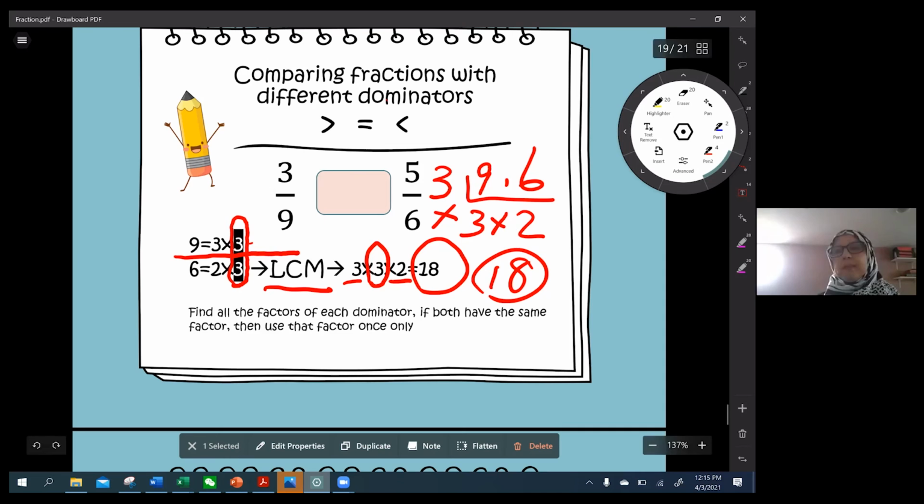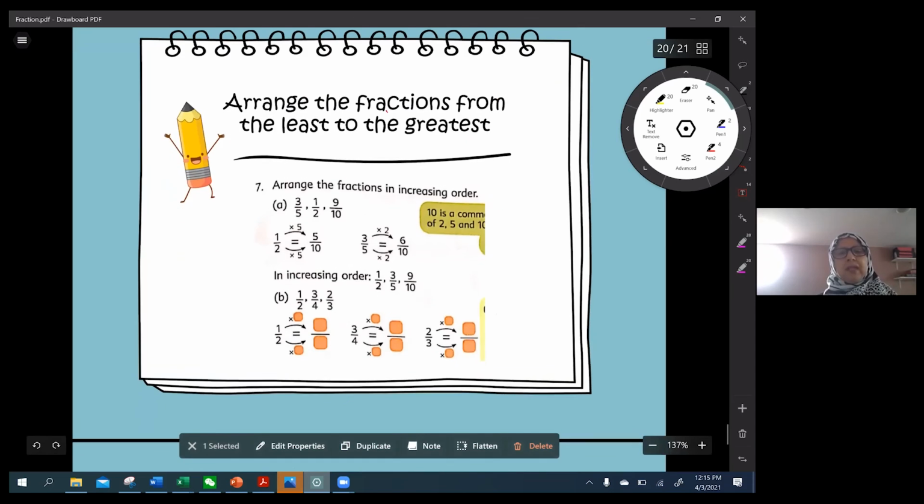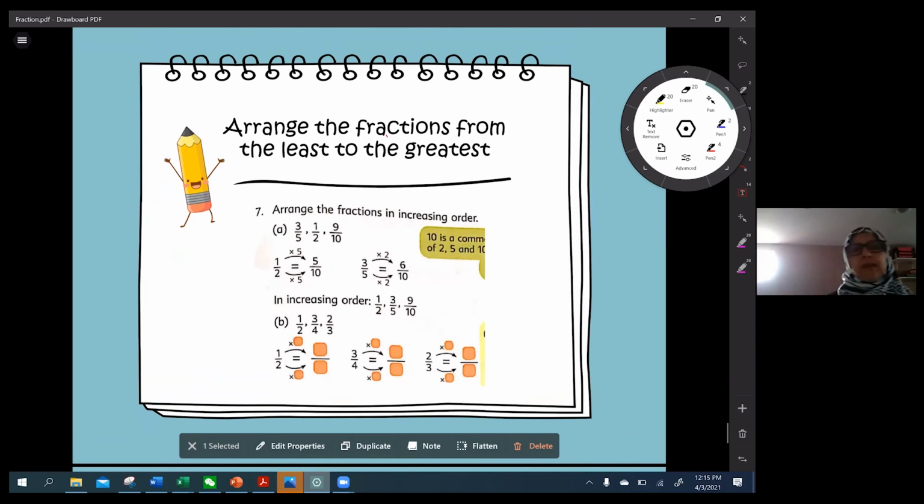Yes. Okay, so now let's do this. We have 5 more minutes, which is just about the right amount for today. Arrange the fractions from the least to the greatest. So first one. Who wants to do it? The least to the greatest.